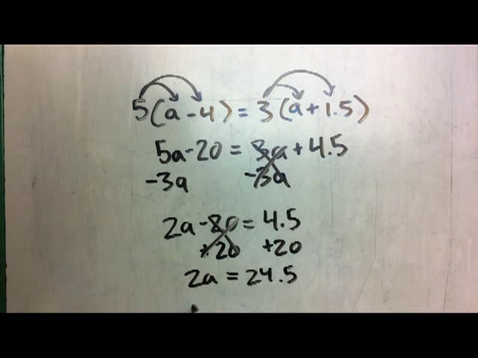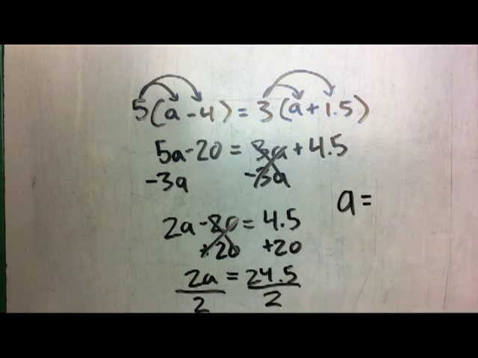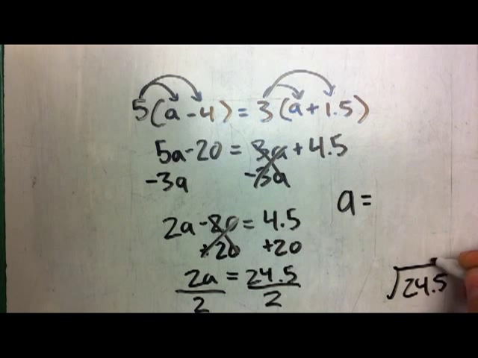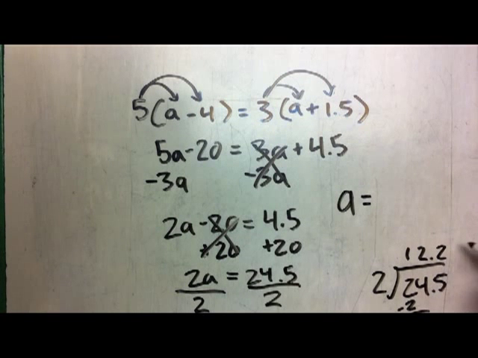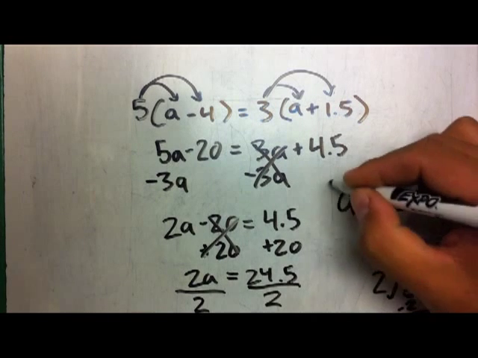As you can see, I still want to get a by itself, but I can't separate it from the 2 unless I divide by 2. That'll give me just an a. I'm going to do my work over here. And then 2 goes into 24.5. Bring up the decimal. It's once, twice, and that's going to have a 5 at the end. So our answer is going to be 12.25.